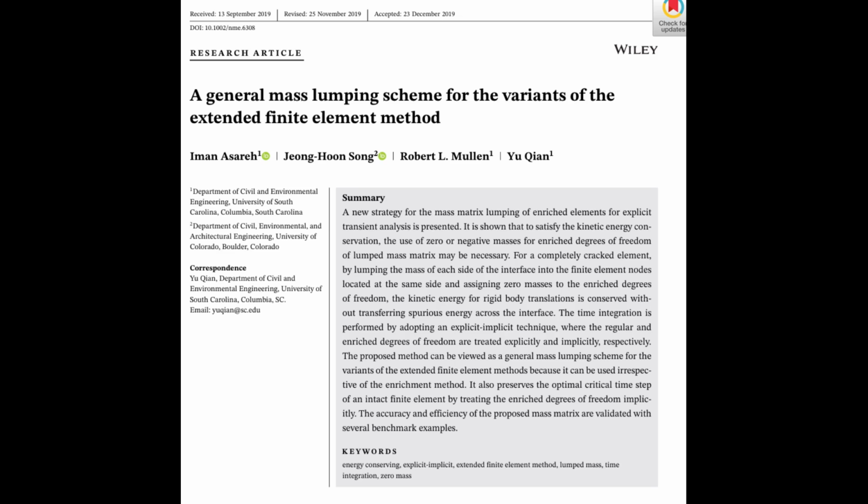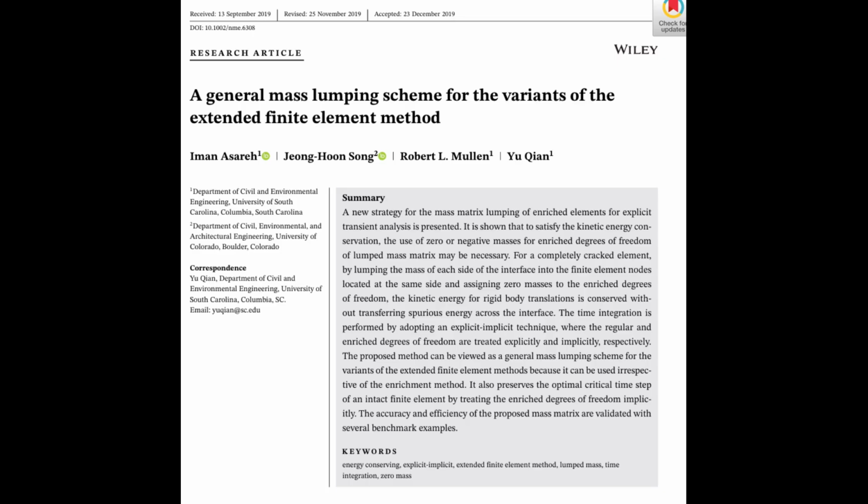The overall conclusion drawn from all these examples is pretty strong. This new mass lumping scheme provides a robust, accurate, and, importantly, efficient way to perform dynamic simulations with XFEM, especially when cracks are present. And the key is maintaining that stable and optimal critical time step, regardless of where the crack happens to be. That's the core benefit.